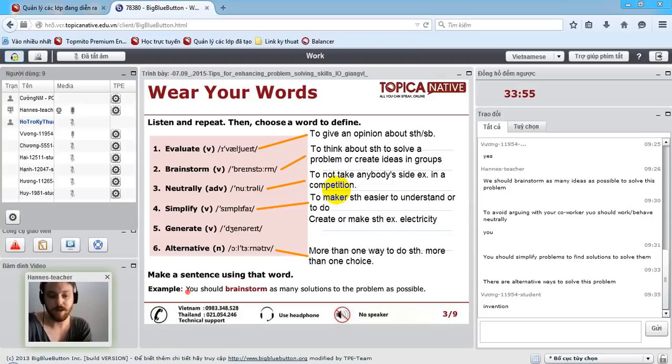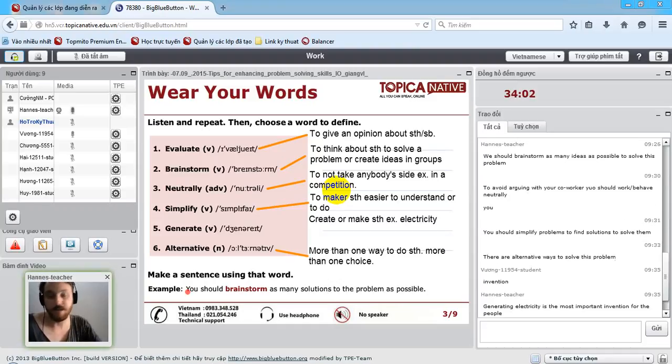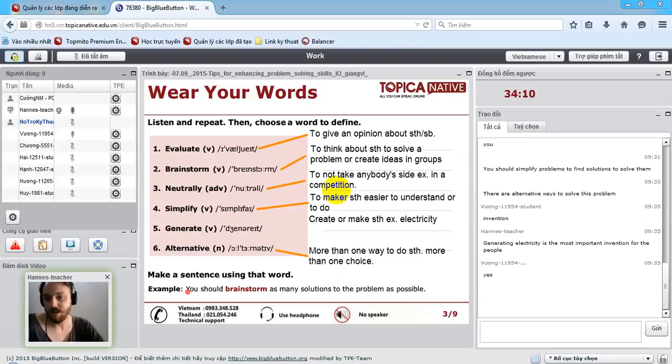It's grammatically correct, but just note that electricity is a discovery. It's not an invention because it's always been here. It's a natural occurrence. So generating electricity is the most important invention for the people, but just have in mind that it's a discovery. But otherwise, very, very good sentence.